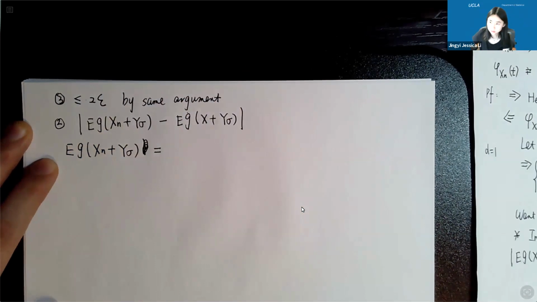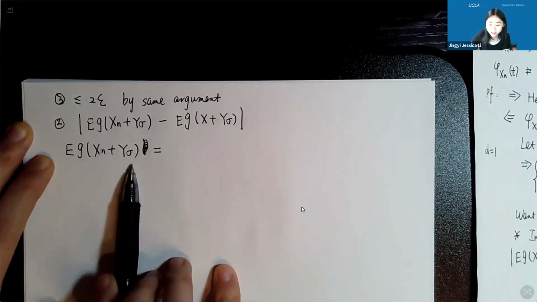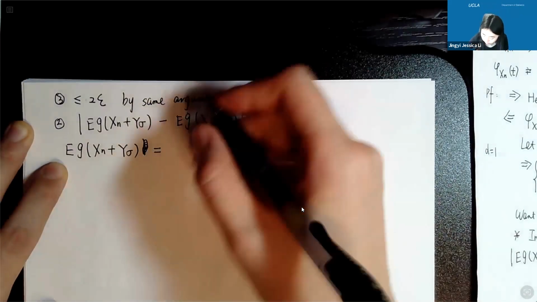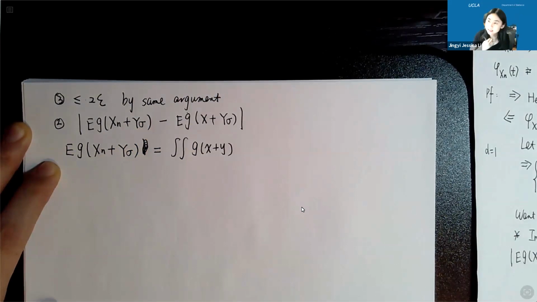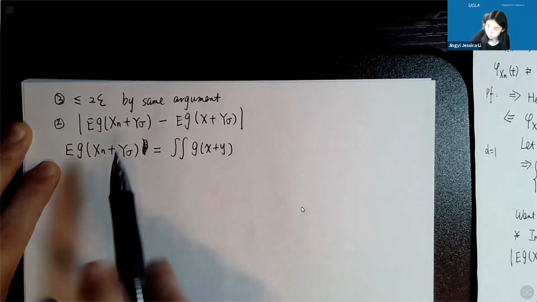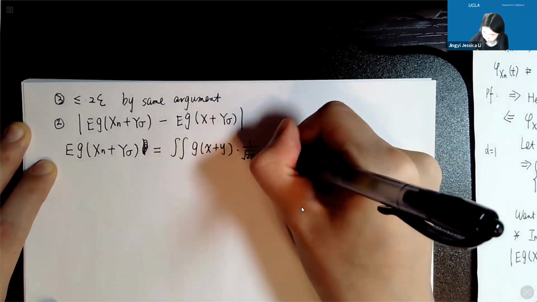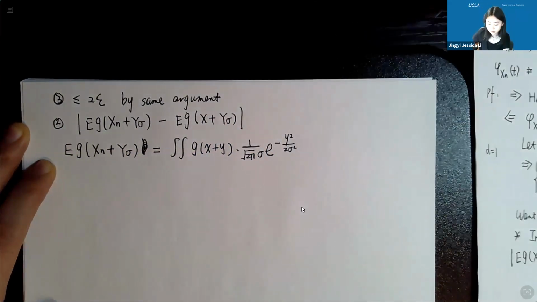is defined by what? We just use the definition of expectation. We need a double integration because here we have two random variables, xn and y sigma. The expectation is taken for both, so it's a double integral. We basically need g(x plus y) and then the density of each. What's the density of y sigma? We know it. It's Gaussian. It's this. This is the density of y, dy.